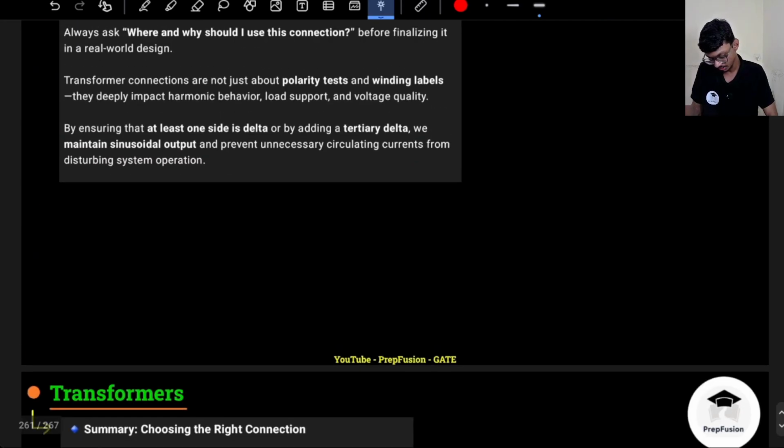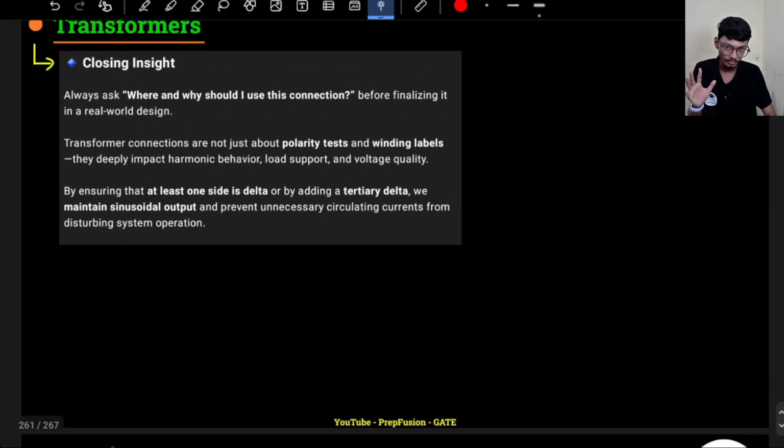You can go through and read over this. I hope now you understand why each connection is used and why I don't use some connections. Why I don't use star-star connection. Why I use delta-star. Why delta is used in the high voltage sometimes. Why is it used in the low voltage? Why star is used in the high voltage? Why star is used in the low voltage? So you should ask why and where should I use these connections.